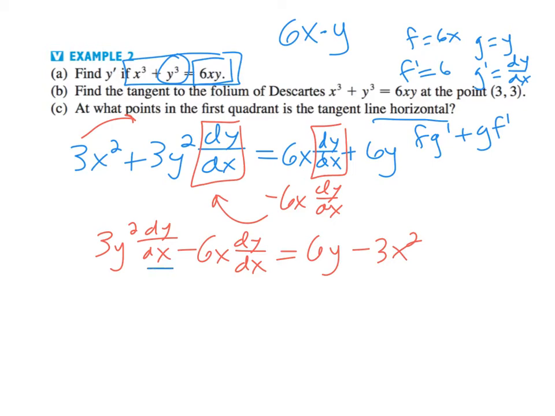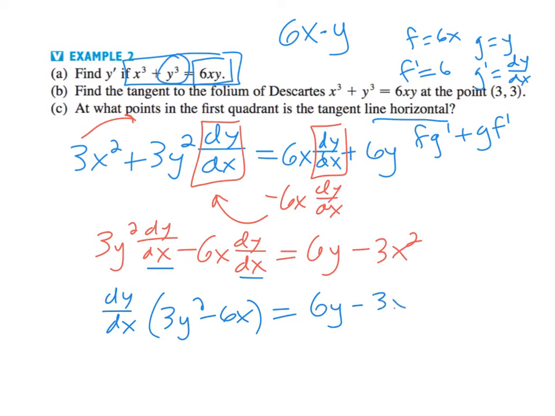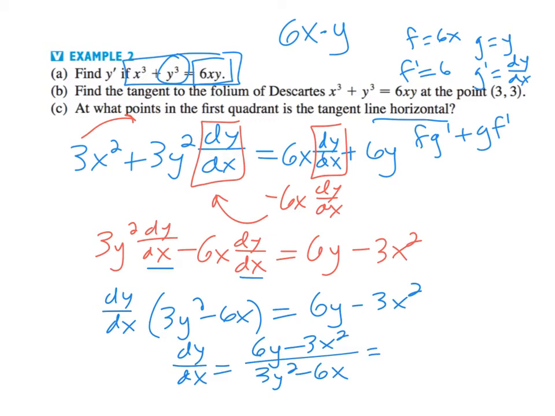Factor out that dy/dx, because notice it's a GCF between each of these terms. What you're left with is 3y squared minus 6x inside of the parentheses there. And so to solve for that, I would divide that over. And so my final answer would be 6y minus 3x squared all over 3y squared minus 6x. And you could cancel a 3 out, making your life a little easier, especially to answer questions B and C. But if I factor out a 3 and cancel it out of each of these terms, it ends up being 2y minus x squared over y squared minus 2x. And so that would be fully simplified.